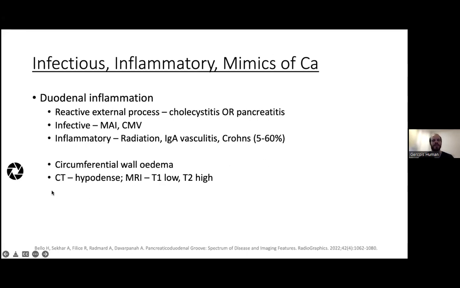The imaging characteristic will be circumferential wall edema. On CT, edema would be indicated by low density, so hypodense, and on MRI the typical characteristics of fluid would be T1 low with T2 high.